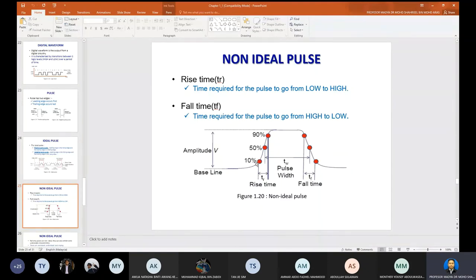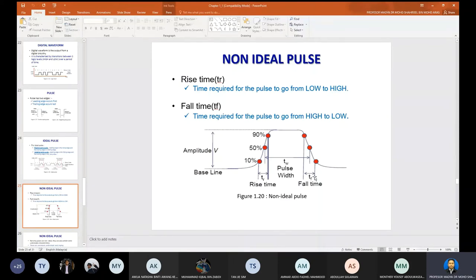The rise time you have to remember is calculated from 10% to 90%. This is what we call the rise time. We have to calculate from 10% of the set point. This is the set point. For example, our set point is 1. So 10% means 0.1, and then 90% is 0.9. And then you have to calculate the time here. The time from 10% to 90%, we call the rise time.